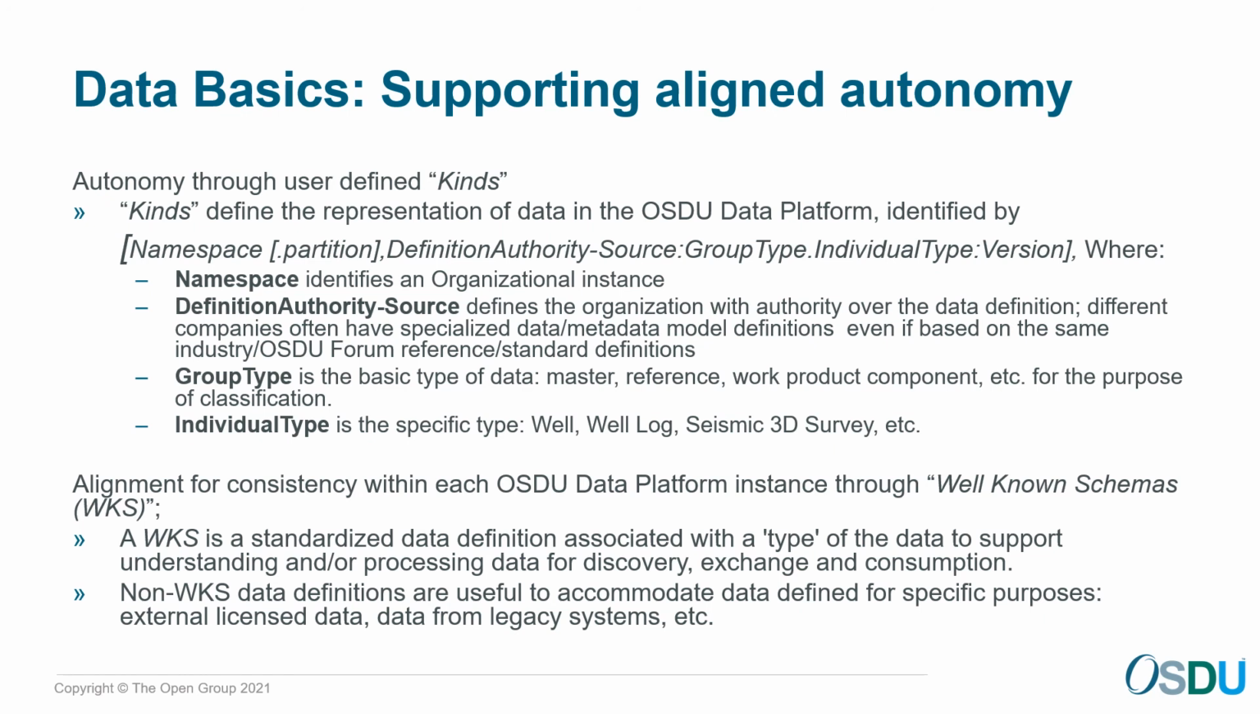Kinds support the principle of aligned autonomy. Autonomy is supported by the ability of anyone to register a new kind of data, whereas alignment is achieved by the support of well-known schemas, which are defined through a community or standards process. Well-known schemas are always preferable for collaboration since they support broad interoperability, and non-well-known schemas support the preservation of information from content sources, as well as the introduction and creation of new types of data.